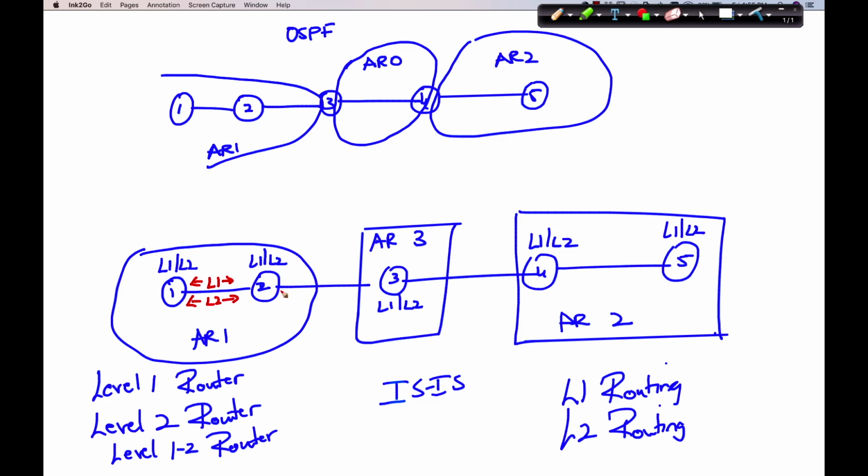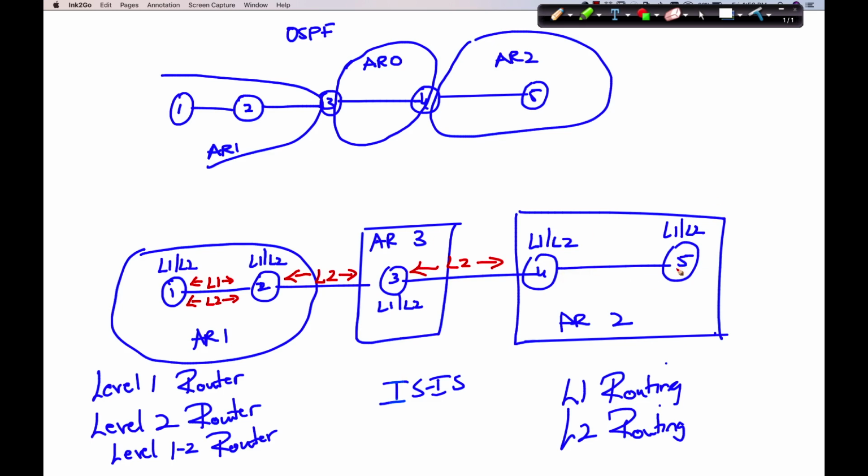As far as 2 and 3 is concerned, even though they both are level 1, level 2 routers, they will only establish L2 neighborship. They would not form level 1 neighborship, because for you to establish level 1 neighborship, you must be in the same area. R2 and R3 are not in the same area, so they would not form level 1 adjacency. Similarly, between 3 and 4, even though they both are L1, L2 routers, they will only establish level 2 adjacency.